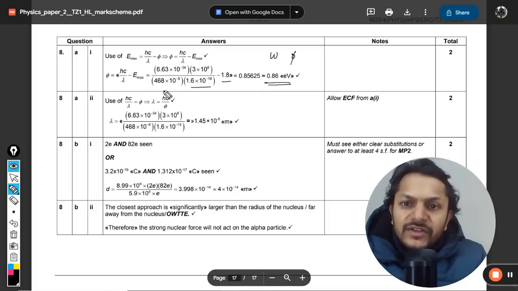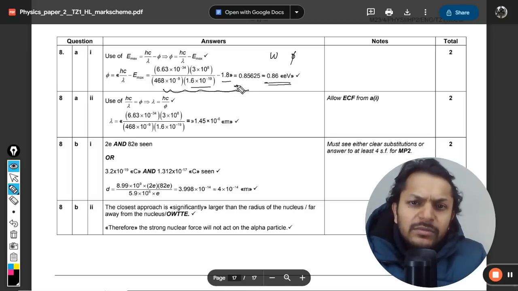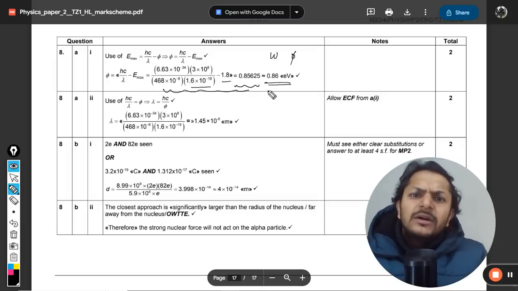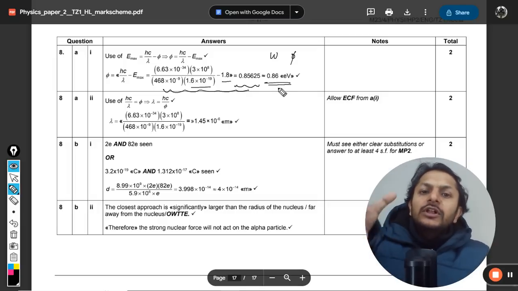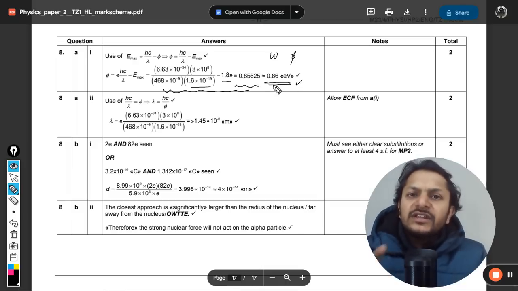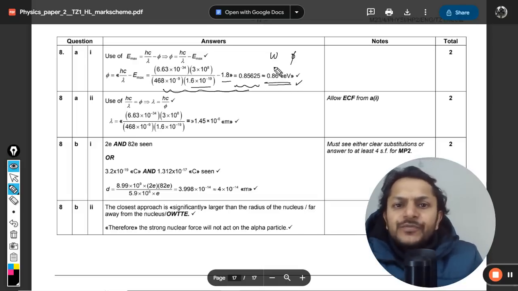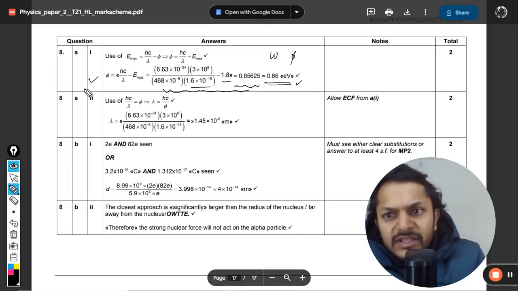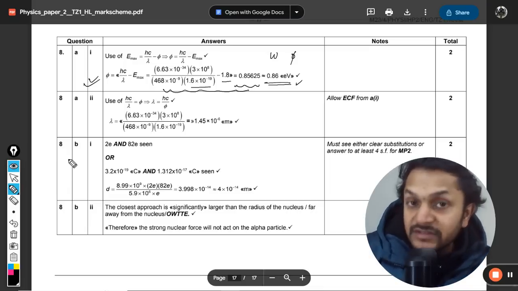Always remember that when we are making calculations, we can calculate in any decimal, but at the end of the day, when you have to report the answer, your final answer should have two significant figures. So the two significant figure value is 0.86. So this electron volt will be the work function for that metal surface.